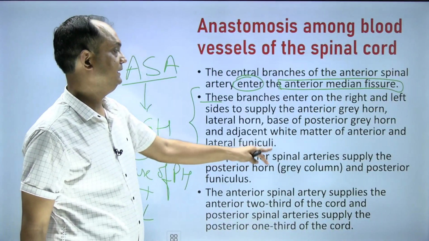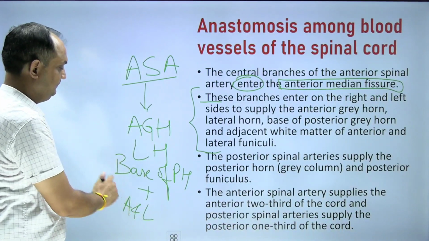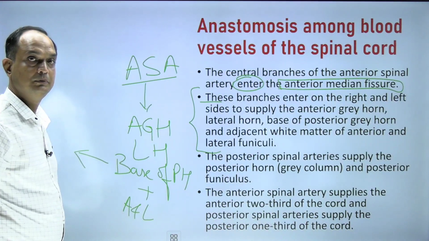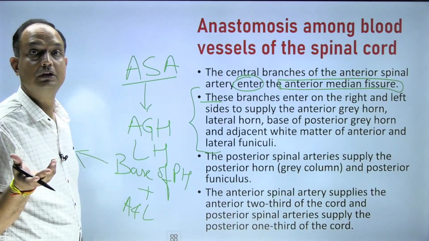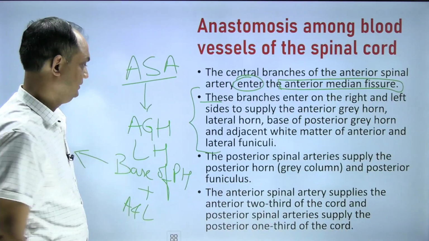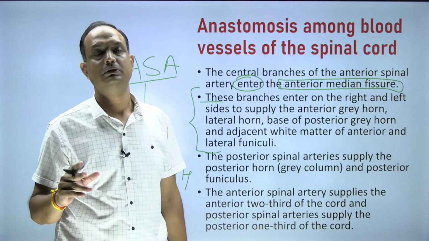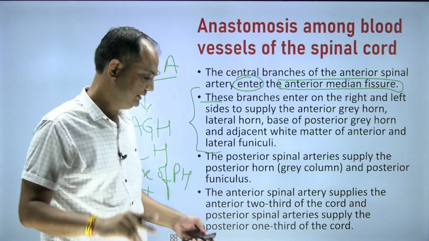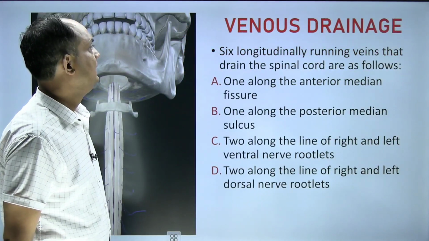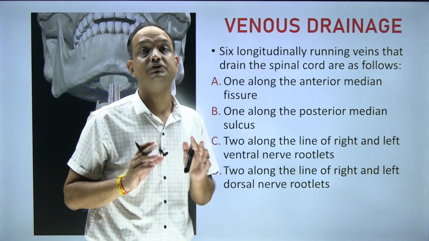While your posterior spinal artery is supplying the remaining part, that means the remaining part of the posterior horn and the posterior column of white matter. So the anterior 2/3 is supplied by the anterior spinal artery and the posterior 1/3 is supplied by the posterior spinal artery. Now, what do you mean by the venous drainage?